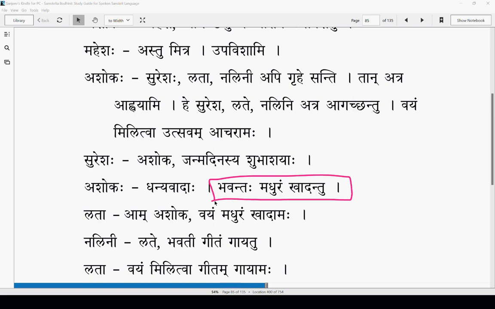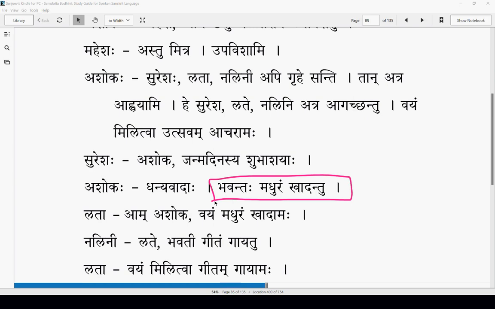Well, so eat, like, is it like wishing, like have a nice meal or something here? No, madhuram is like, here we are, because it is a birthday. There is some sweet snacks. He is saying that bhavanta madhuram khadantu. You all eat. Please eat the sweets, like a cake or something.